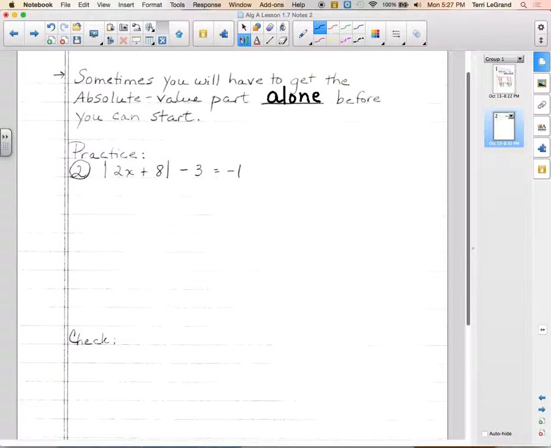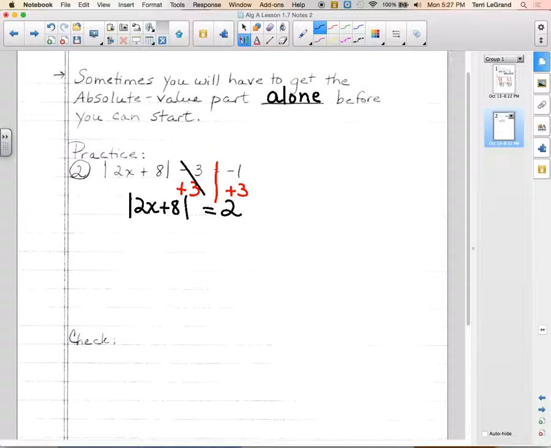So the first thing we're going to do in this is undo that subtracting of 3, get that out of there. So we have to do it on both sides of the equation. Basically we're just renaming this equation right now, saying I have the absolute value of 2x plus 8. These guys are gone. Bring down my equal sign, -1 plus 3 is 2.